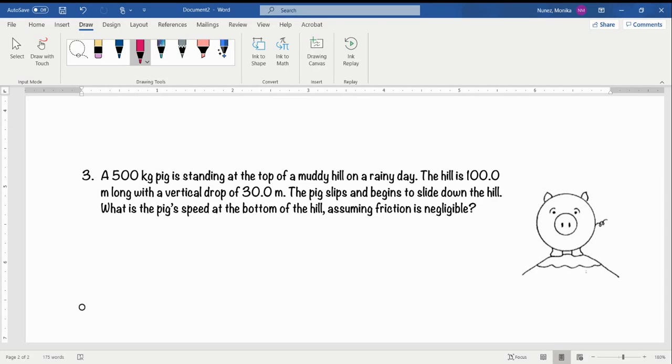In those cases, my suggestion is to look at the information that you're given and figure out 2 points where you know information. So for example, it tells me that the hill is 100 meters long and there's a vertical drop of 30 meters. So I know when he's at the top of the hill, he's 30 meters above the ground. And it's asking for the pig's speed at the bottom of the hill. So there's 2 locations kind of indicated in this problem. One of those locations is the bottom of the hill, and the other one is the top of the hill. And so I would consider the top of the hill to be my initial and the bottom of the hill to be my final. So now your task is to take what we've learned in this video and put it into practice.